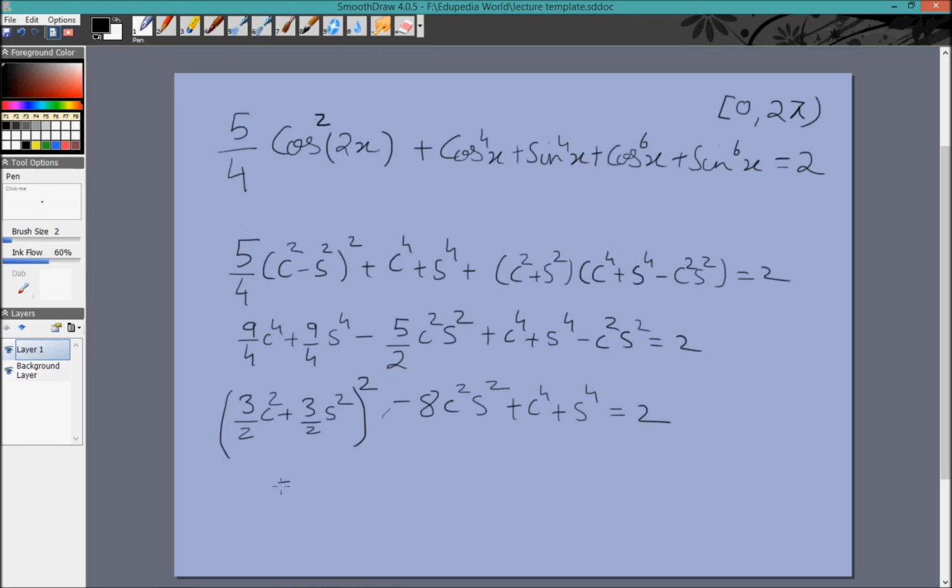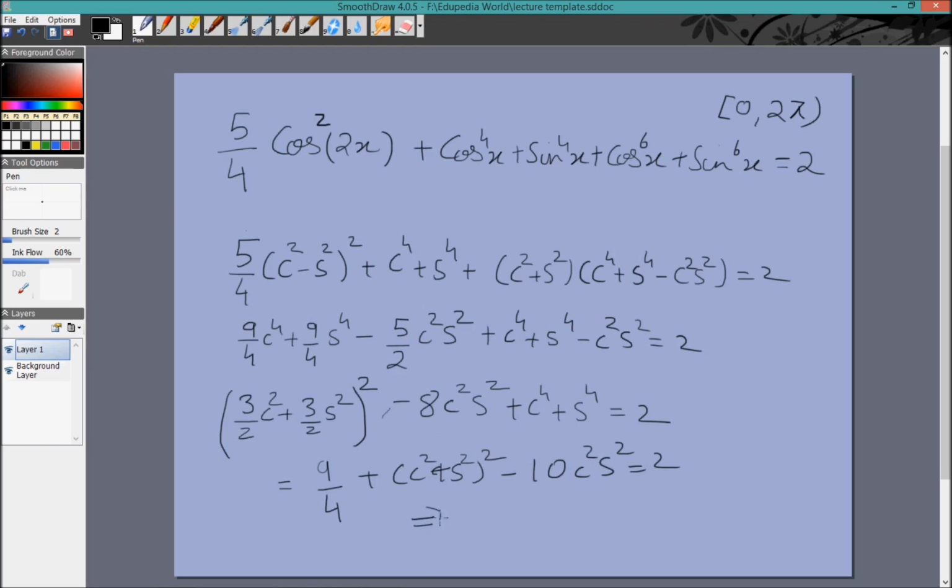Right. So this becomes just (3/2) whole squared, so 9/4 minus, now I can take this to be (c² plus s²) whole squared. Right. So minus, sorry, plus. Now there will be minus 10 c²s², right, because c⁴ plus s⁴ minus 2c²s² plus 2c²s². Right. So minus 10 plus 2 will give me minus 8.